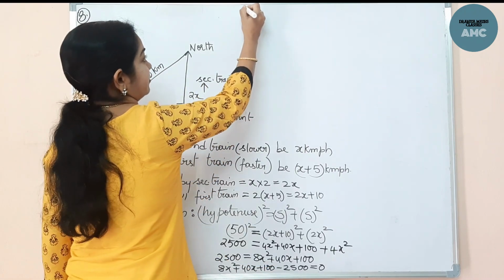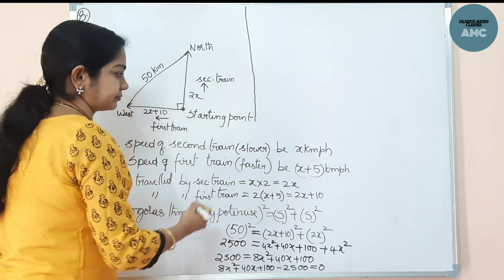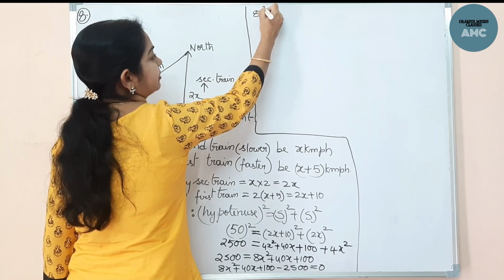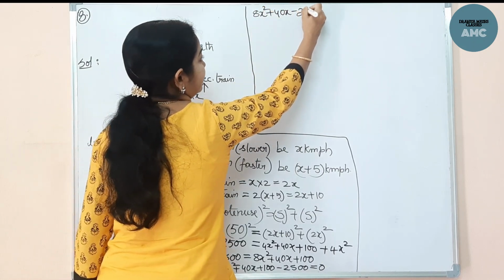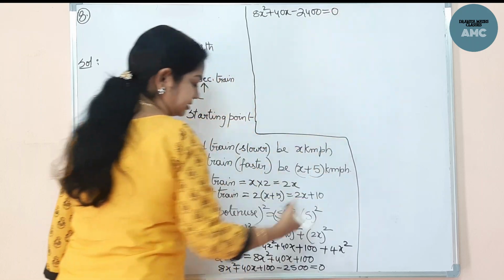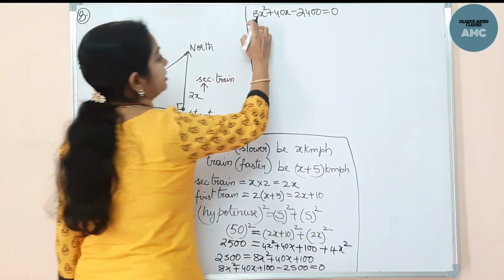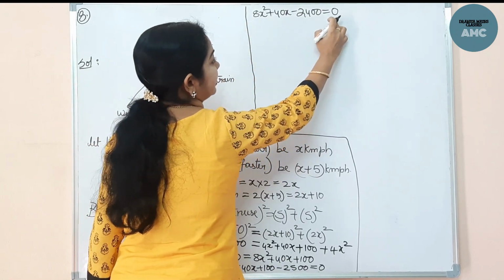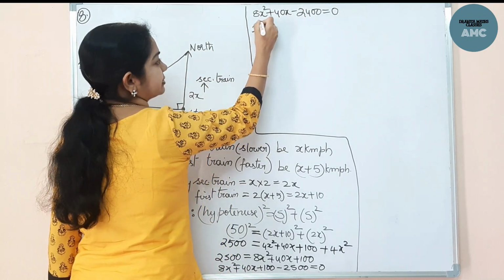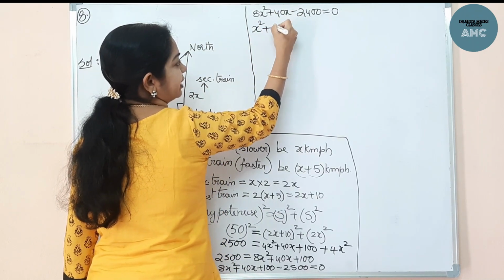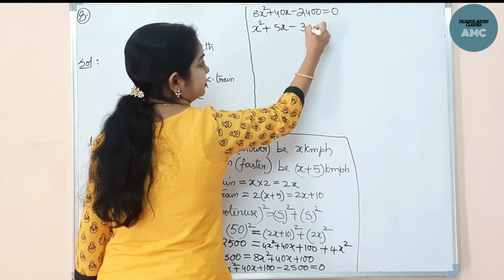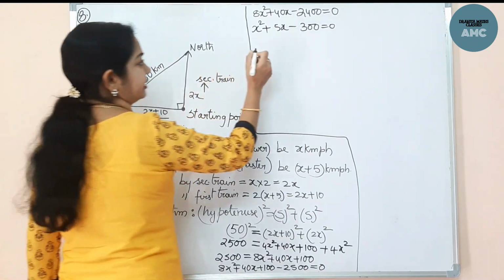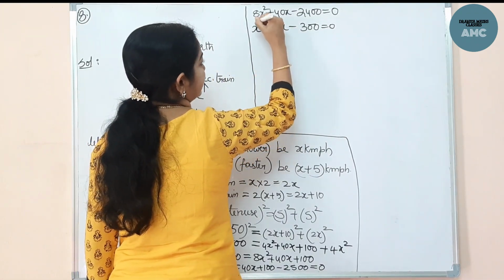We'll write it down. See here. Now it is 8x square plus 40x minus 2400. This is the quadratic equation we got. Now here there is 8 for x square, isn't it? So we will divide throughout by 8. Then we get x square plus, divided by 8, 5x, and dividing by 8 comes to 300. So what I did? I have divided throughout by 8 and written the equation. Now this is a quadratic equation.